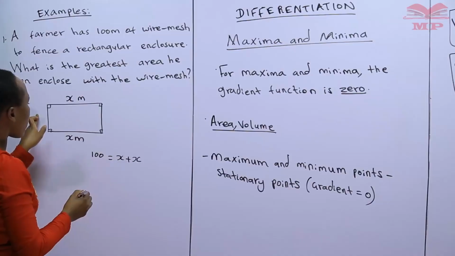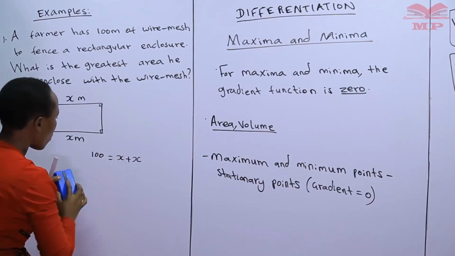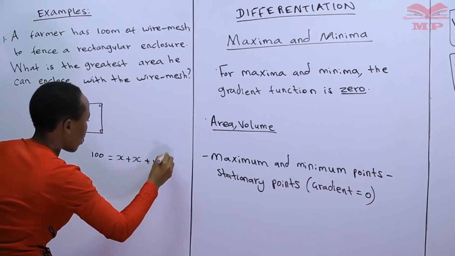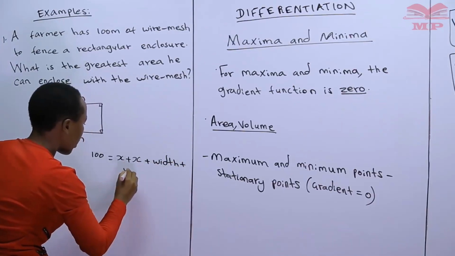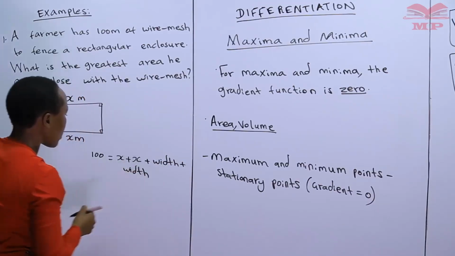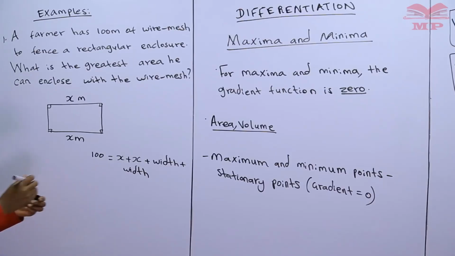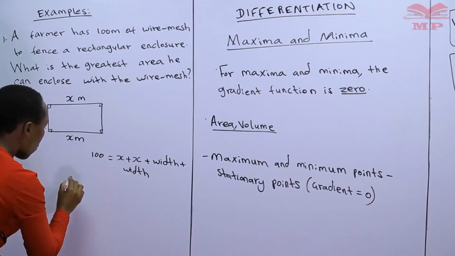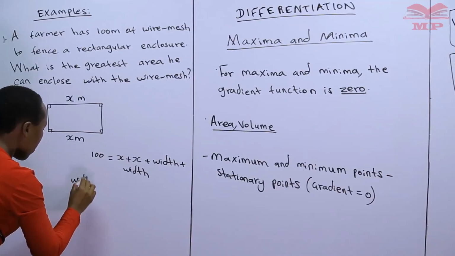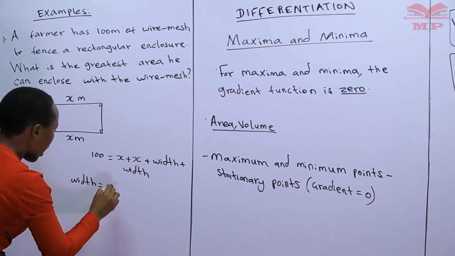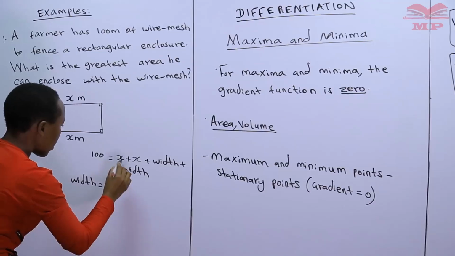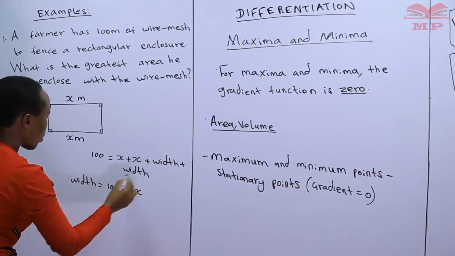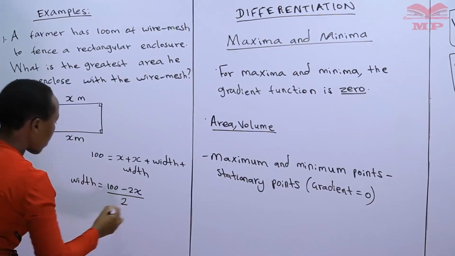We have this side and this side, and therefore we are going to have the width plus the other width. This one is going to give us the 100 meters. And therefore, when we want to get the width, it means that the width will be equal to 100 minus 2x. And because these are 2, and we want to get 1, we divide this by 2.